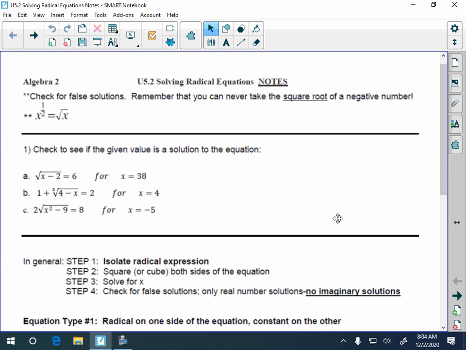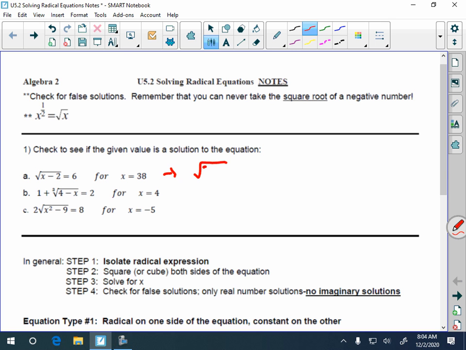So on A, the square root of x minus 2 equals 6, we're checking to see if x equals 38 or not. So if you plug 38 in for x, you can check really quick. All right, so 38 minus 2, we're checking to see does that equal 6. Well, 38 minus 2 is 36, and the square root of 36 does equal 6. So yeah, 38 is a solution to the problem.